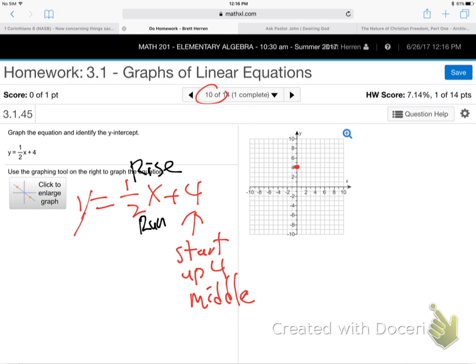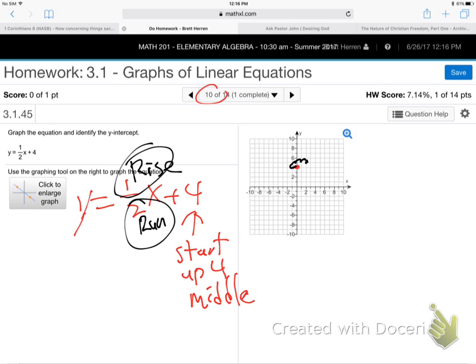So we already have the first dot, right? So now I'm not going to go back to the origin. Now I'm at this first dot. From that first dot, how do we get to the second? Well, we go up 1 and we go over 2. Go up 1, and over 2. 1, 2. Right there. Is that good?